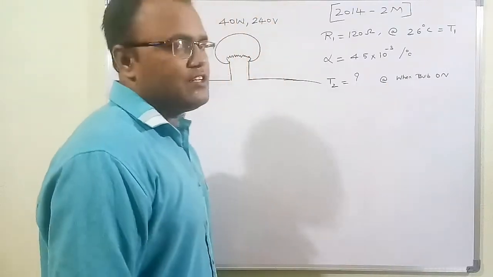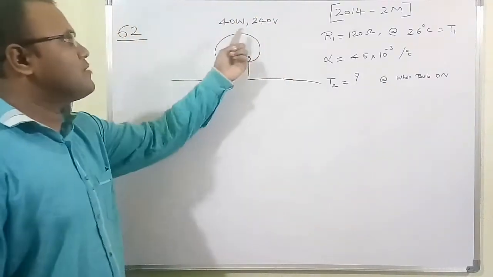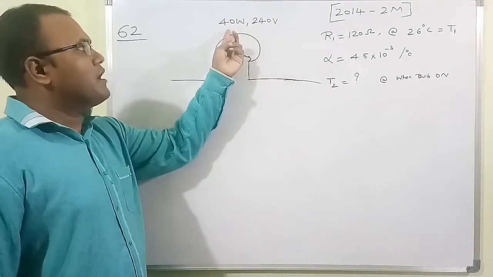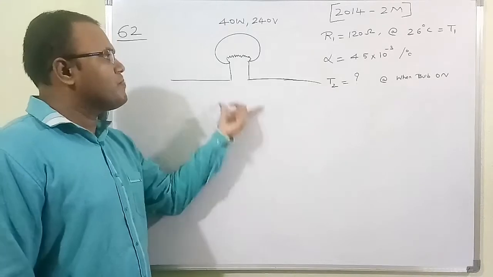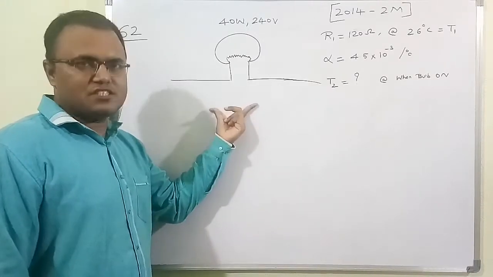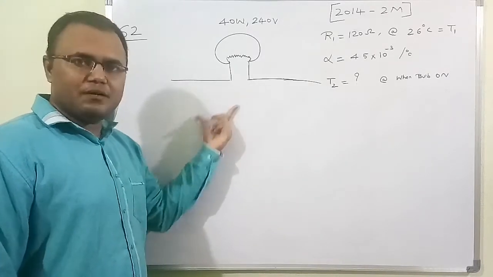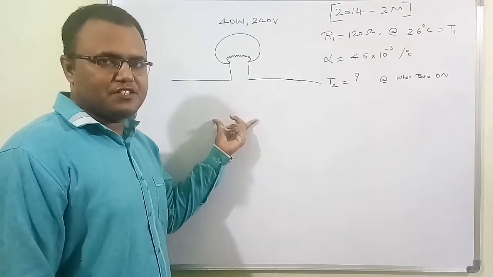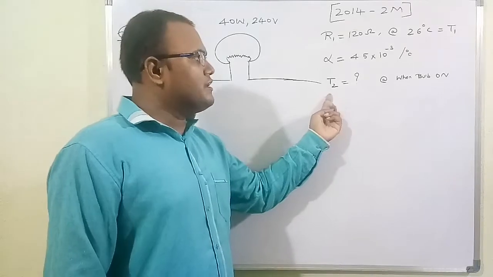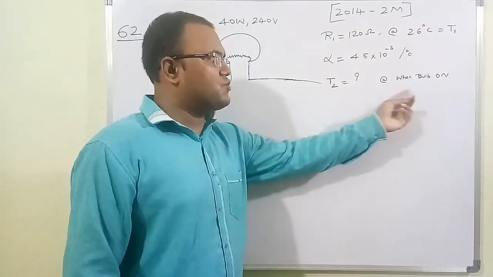We need to find, suppose when we give the rated supply of 240 volt, the bulb is going to dissipate a power of 40 watt. At these conditions, the bulb has some resistance and some temperature, because of the heating effect. So we need to find the value of the temperature when the bulb is on.